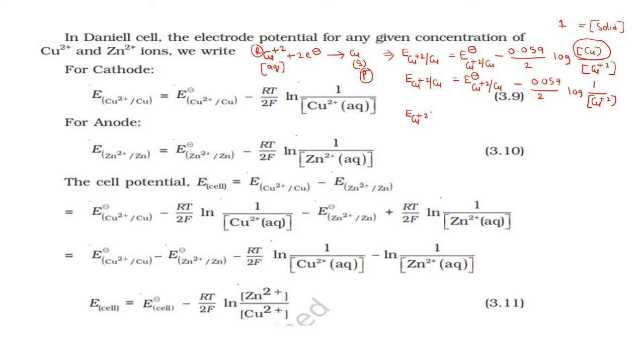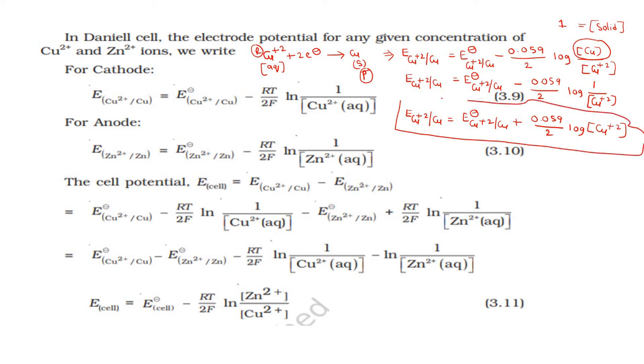E copper plus 2 by copper is equal to E naught copper plus 2 by copper. Now I am changing the sign minus into plus. Okay, now what we get? 0.059 by 2 into log. Now when I change this sign, the denominator becomes numerator here. We are going to get copper plus 2 concentration. So this we are going to get finally. This is correct.